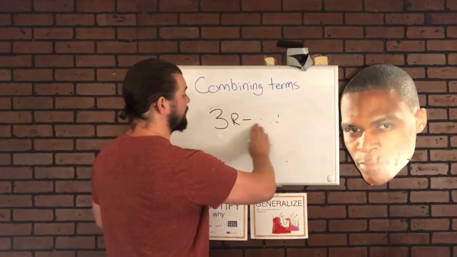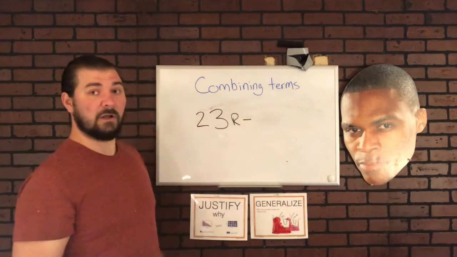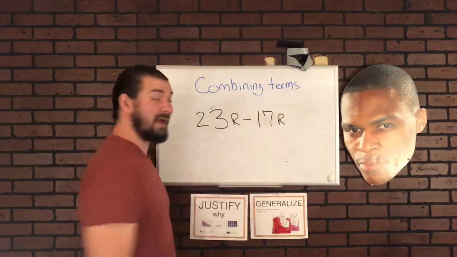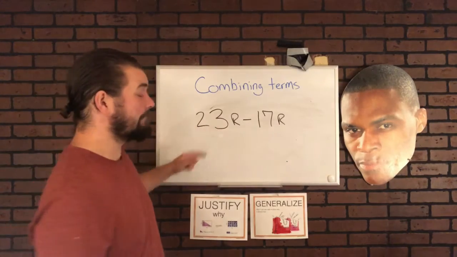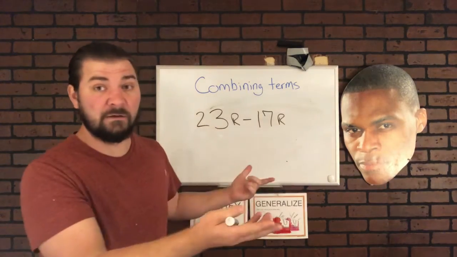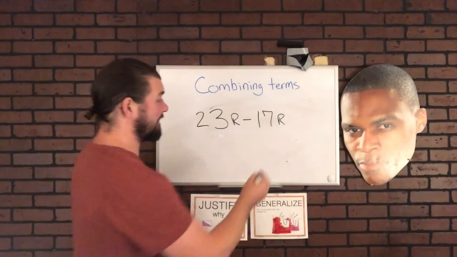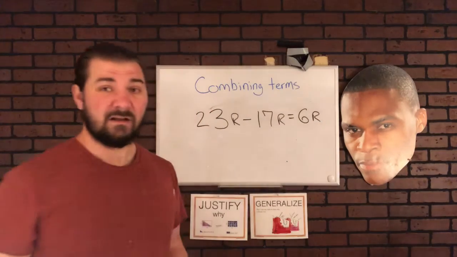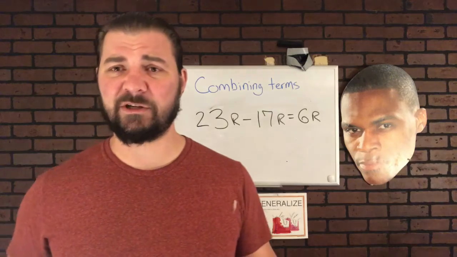But if instead of 2N, if I had 23R and I wanted to take away 17R, and I'm not going to draw 23 R's and 17 R's, but this tells me I have 23 of something, and I want to take away 17 of those somethings. I get left with 6 of those somethings. It's as simple as that. You're still adding and subtracting when you're combining terms.